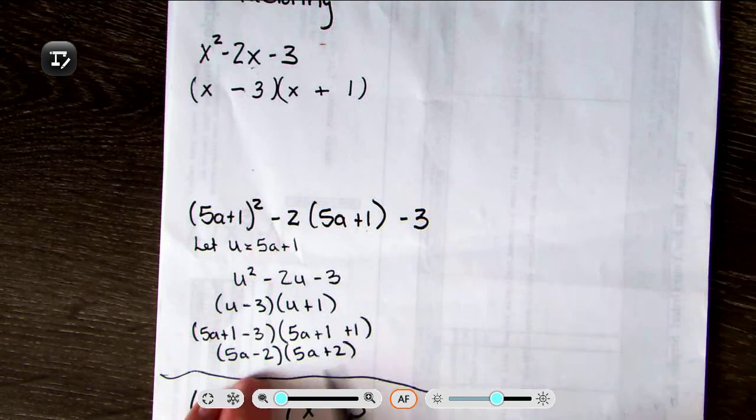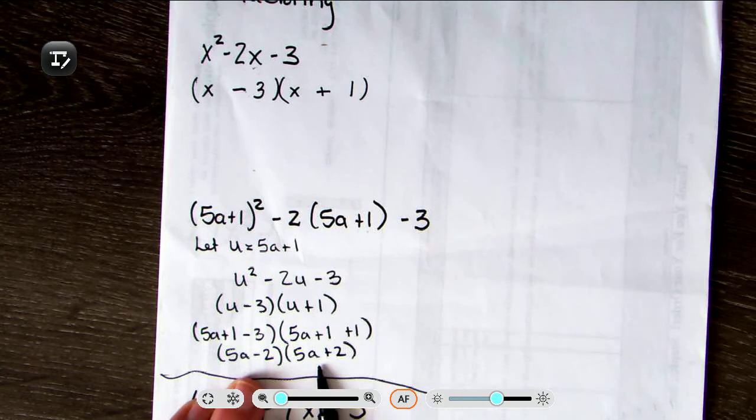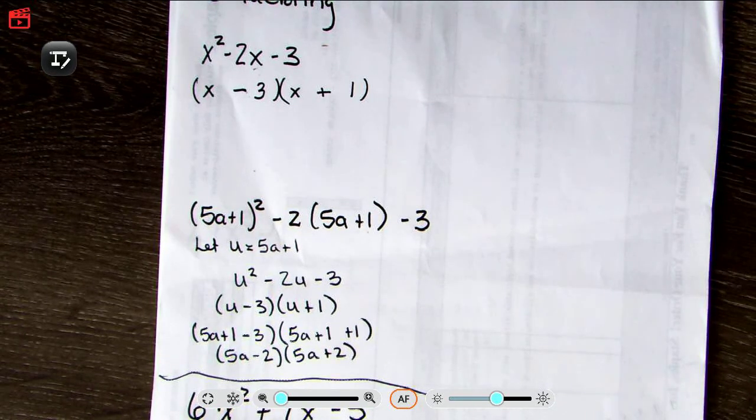In this problem, you could get down and it would still factor for you. It would be a difference of squares. A lot of stuff would cancel out, and you'd end up with 25a squared minus 4. But to get to that point, it would have required a lot of multiplying, a lot of adding, and a lot of combining of like terms.